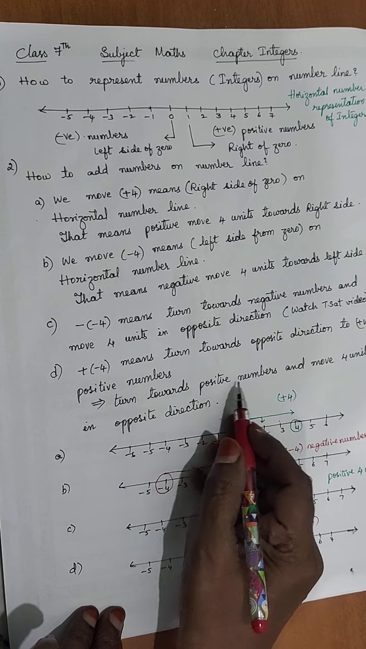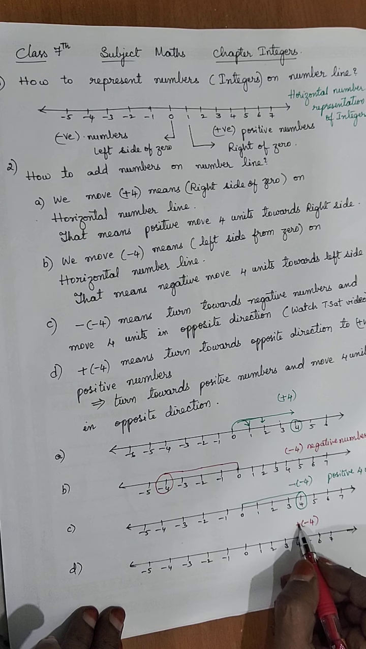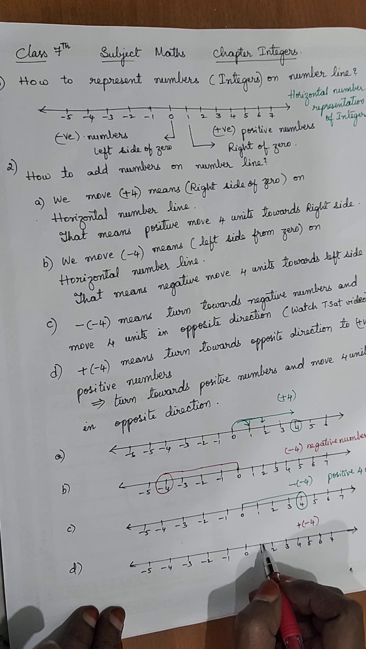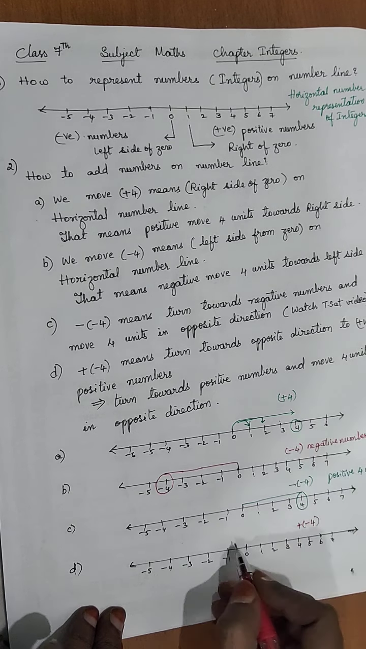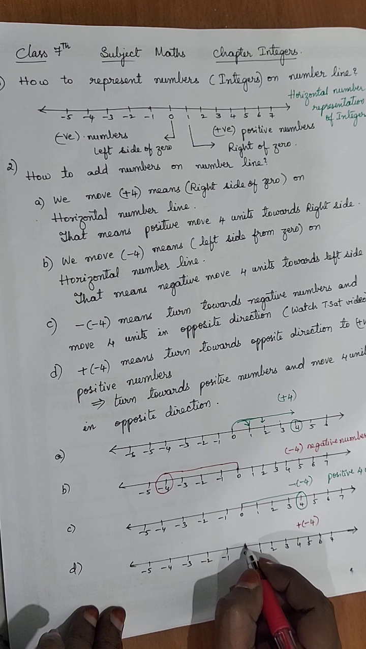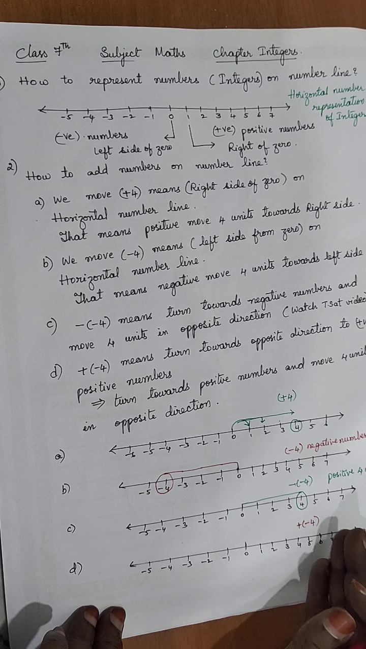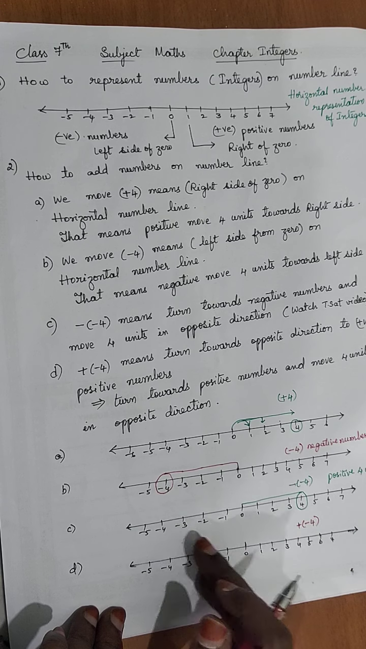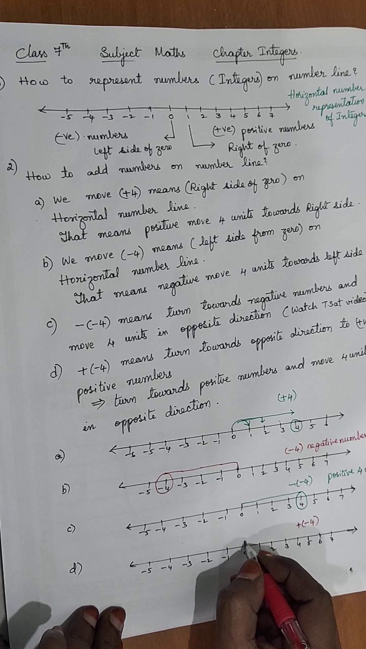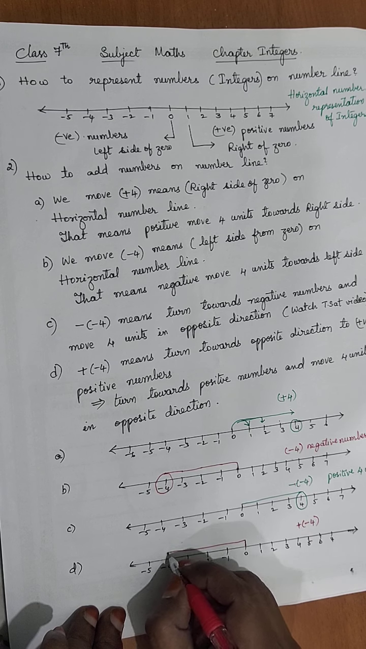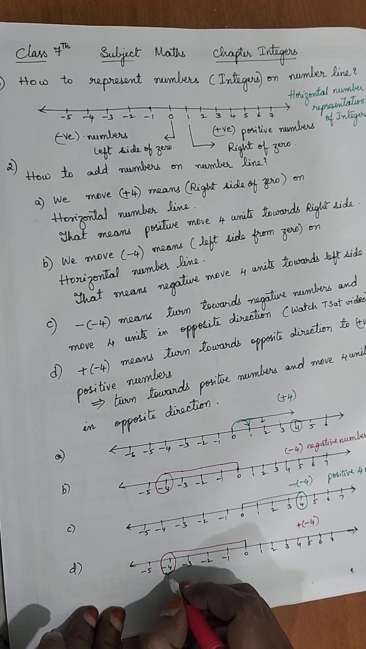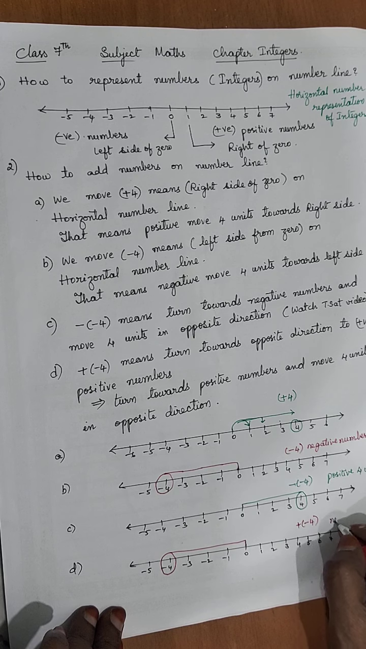Turn towards positive numbers. First is positive, no? So you have to turn your face towards positive number, and then you have to move 4 units to the opposite direction. So when you move in the opposite direction, the opposite direction of positive numbers is always negative numbers. So the move will be from here to the left side of 0, which will be minus 4. So this is negative move 4 units. How many units?